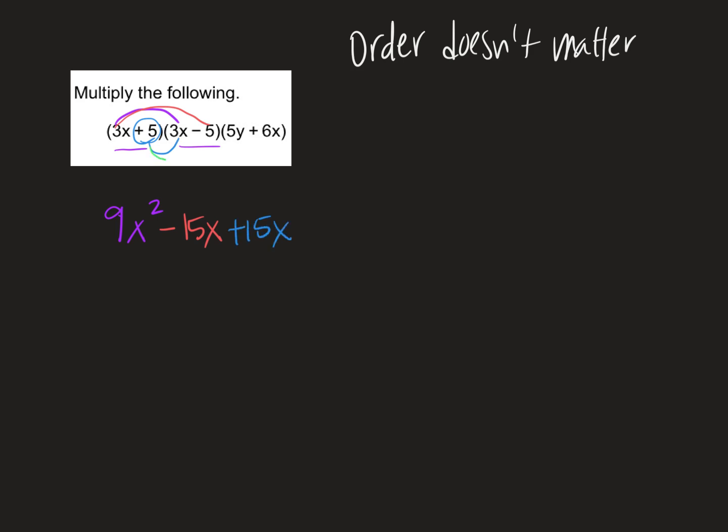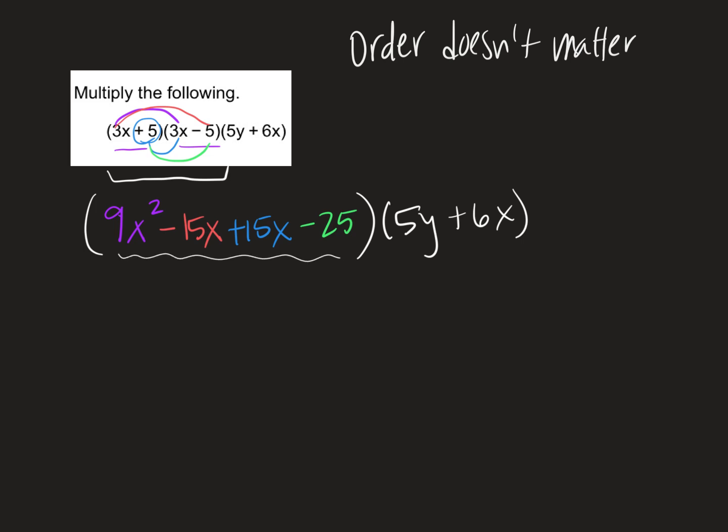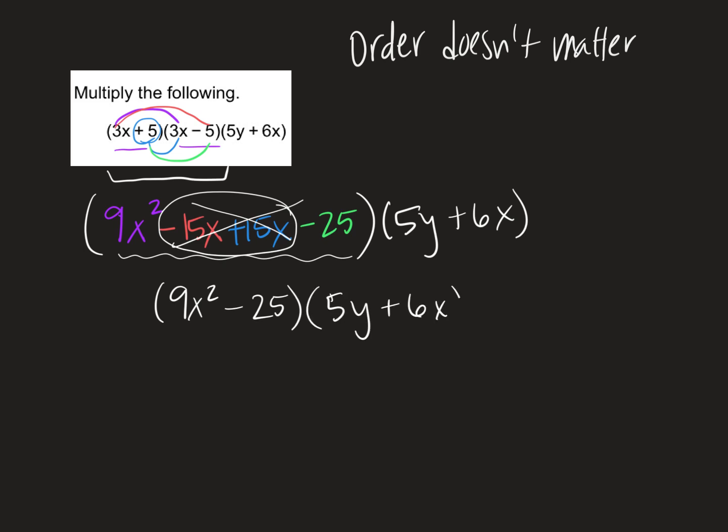And then I'm going to go with 5 and negative 5, and that's negative 25. Now, this is these two multiplied, so I still need my 5y plus 6x. But in order to make this a little simpler, I'm going to rearrange what's happening over here and combine like terms. Negative 15x and positive 15x actually cancel each other out, so I end up with 9x squared minus 25 times 5y plus 6x.